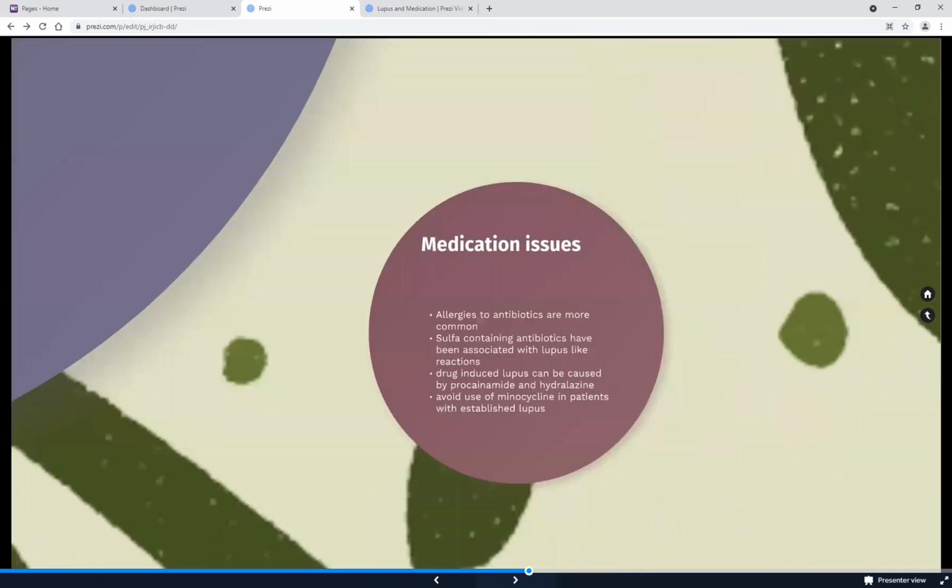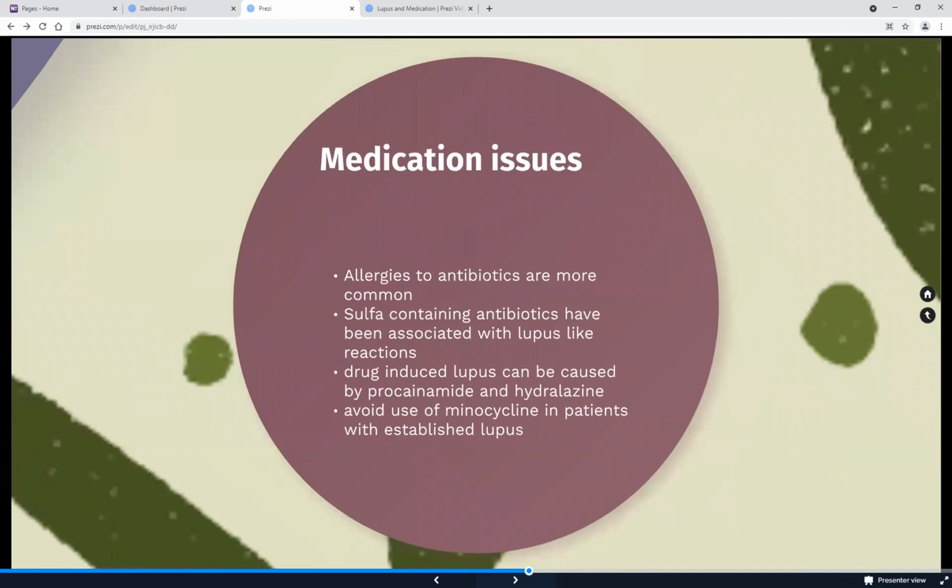All right, so moving into just some general medication issues, things to know about medications. So there can be a predisposition to having allergies to antibiotics. And so what we see sometimes in folks with lupus is more of a tendency to have allergies to antibiotics. In particular, sulfa drugs, sulfa-containing antibiotics can be associated with a lupus-like reaction. So that's important to know in somebody that already has pre-existing lupus.